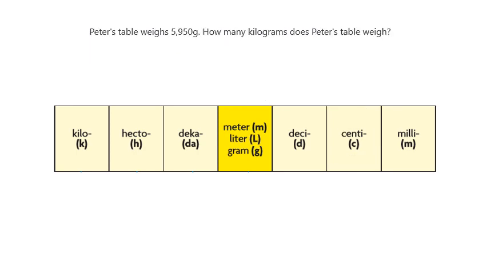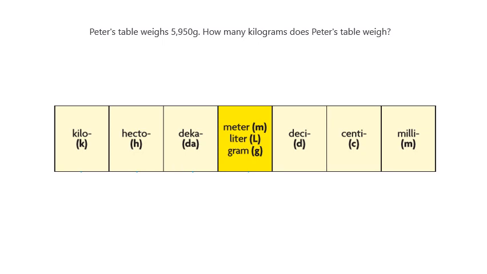Let's look at one more question. Peter's table weighs 5,950 grams. How many kilograms does Peter's table weigh? I'll give you a second to work this out, and then we'll work on it. You can press pause here. Okay, so let's work through this. Peter's table weighs 5,950 grams.